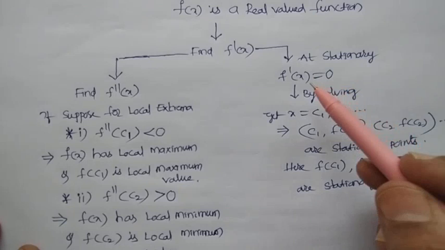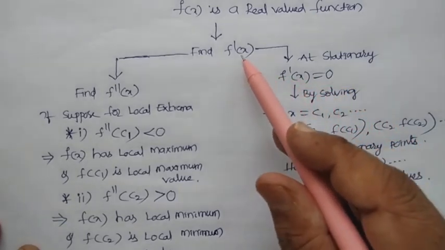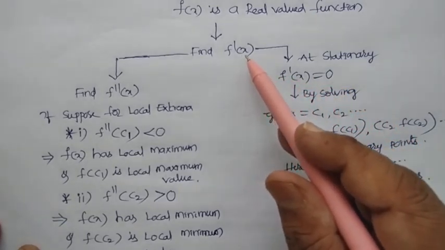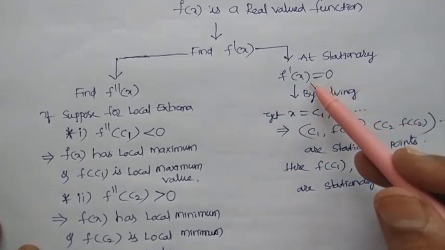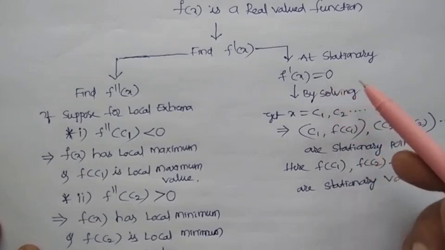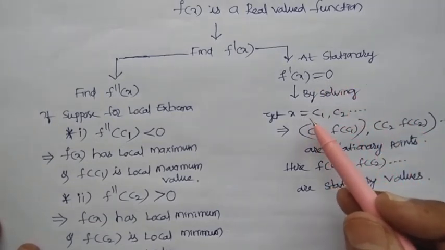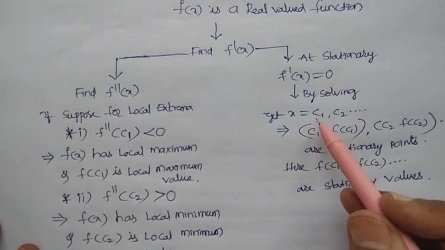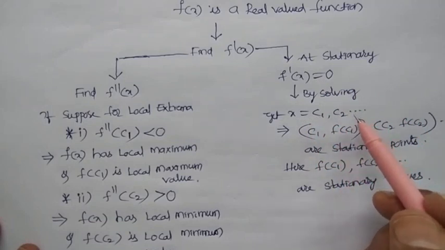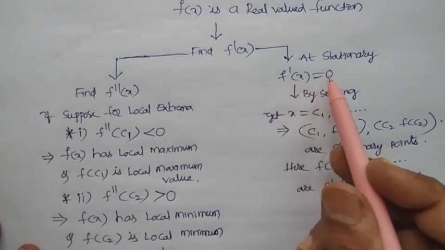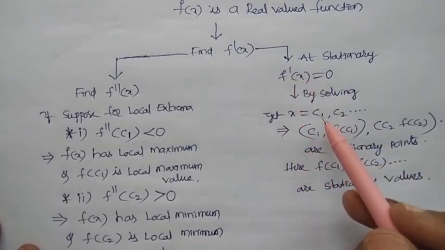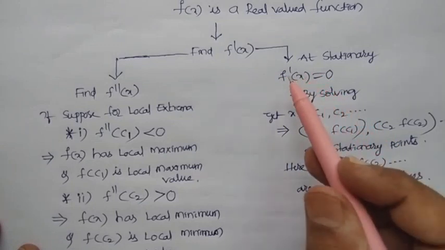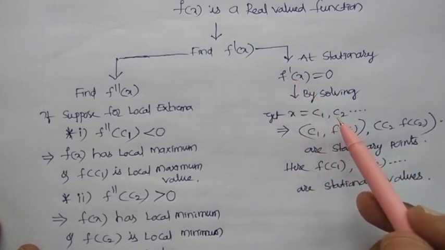So you equate the first derivative of the given function to 0. By solving the equation f dash of x equals 0, you will get the stationary points like c1, c2, and so on, depending on the f dash of x observed. If it is a first order equation, you may get only one c1. If it is a quadratic equation, you may get two values, and so on.